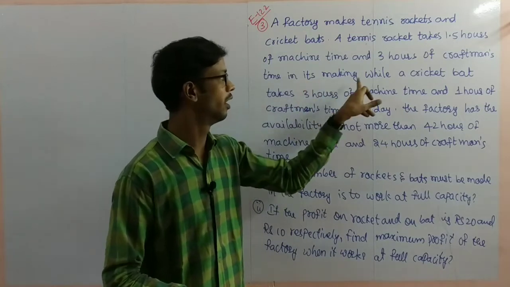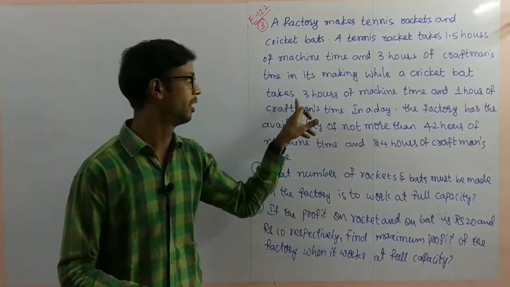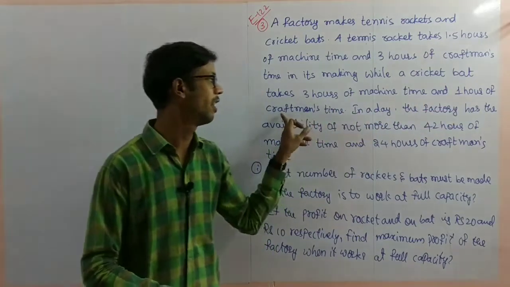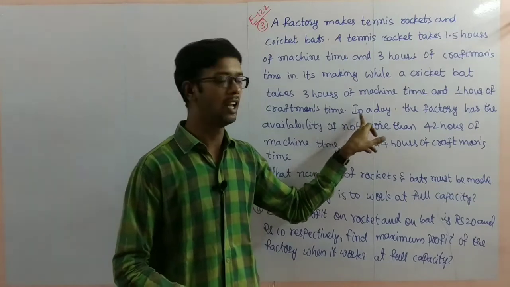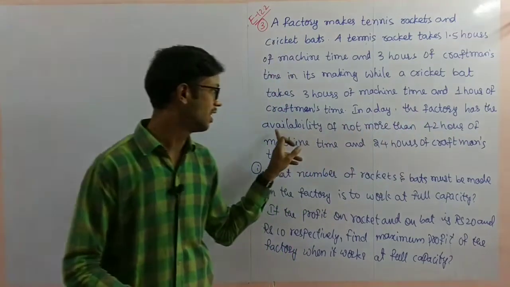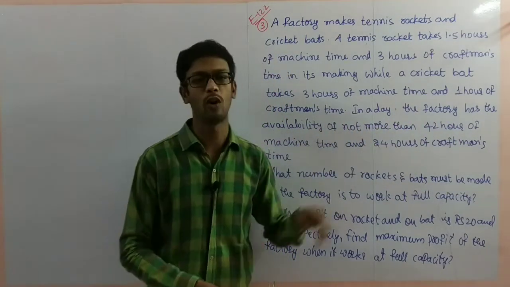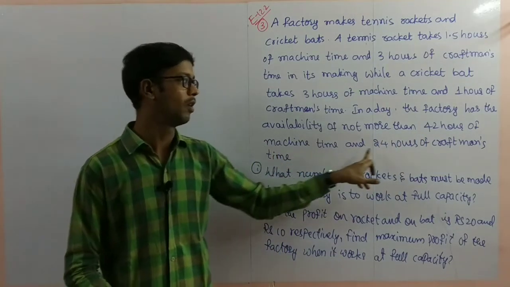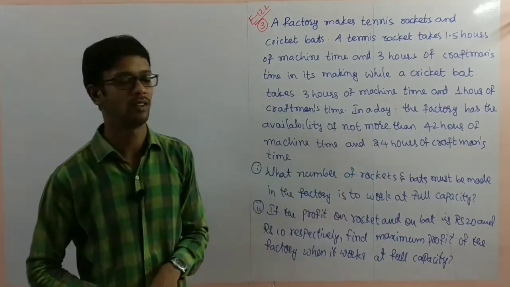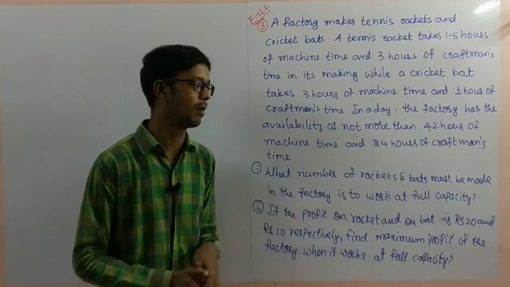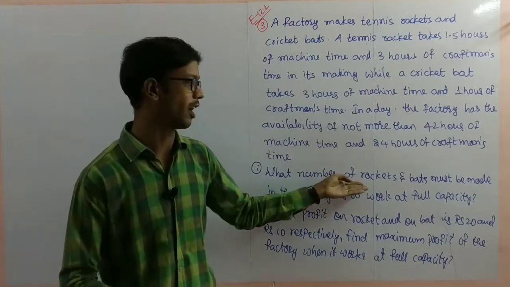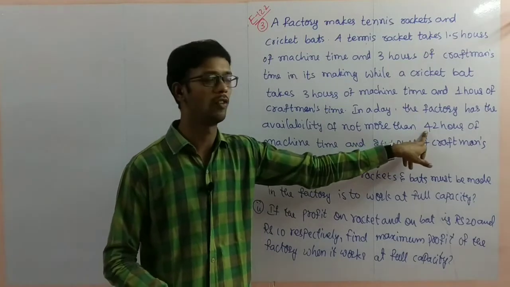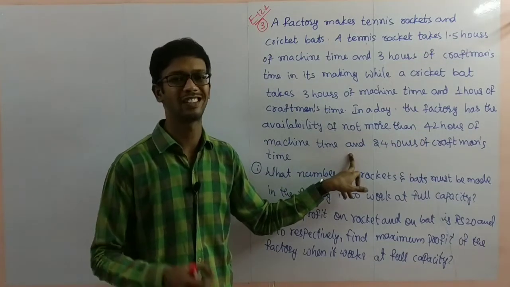While a cricket bat takes 3 hours of machine time and 1 hour of craftsman time. In a day, the factory has availability of not more than, that means at most, 42 hours of machine time and 24 hours of craftsman's time. So next you have to find how many rackets and bats can be made if the total capacity is 42 hours machine time and 24 hours craftsman time.